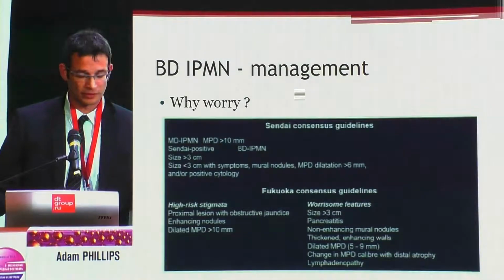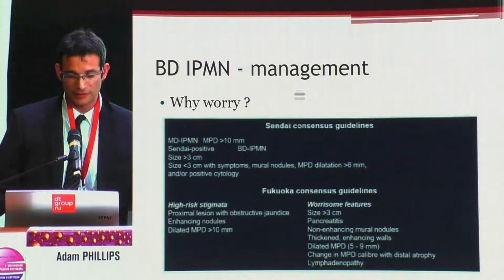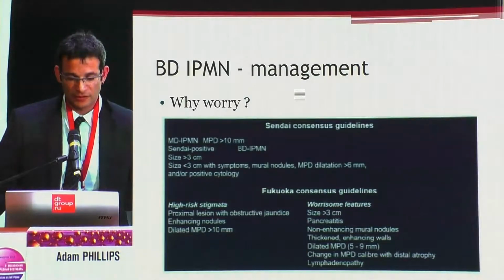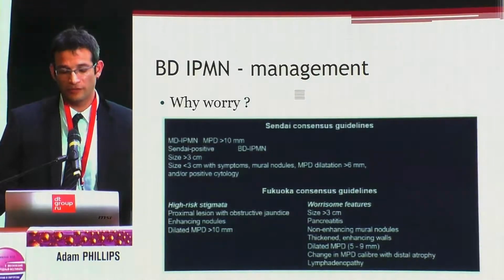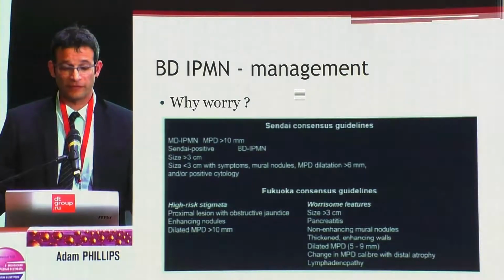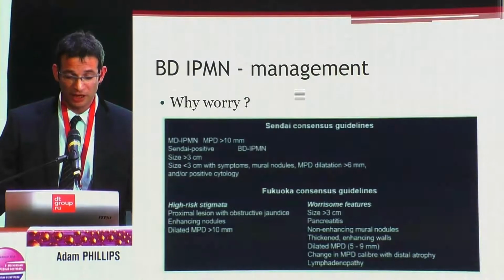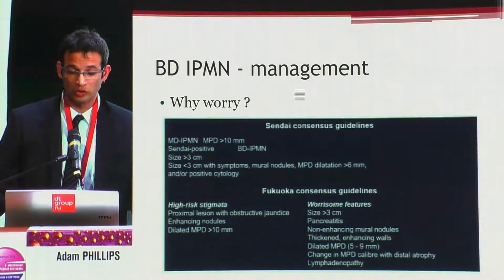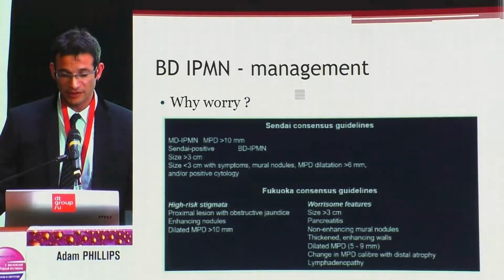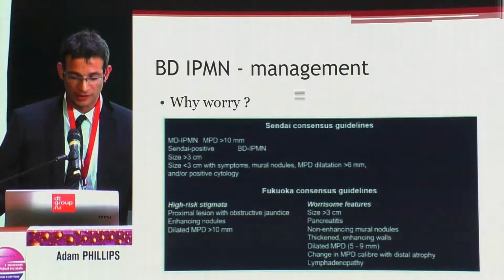As I said, do not worry because we have guidelines. We talked about the Sendai in 2006. The Sendai 2006 consensus guidelines says that if you have an MD IPMN of more than 10 millimeters, if you have a BD IPMN, branch duct IPMN of more than 3 centimeters, or a cyst with symptoms, or a cyst with mural nodules, or a dilation or positive histology in this cyst, you should take these patients to surgery.